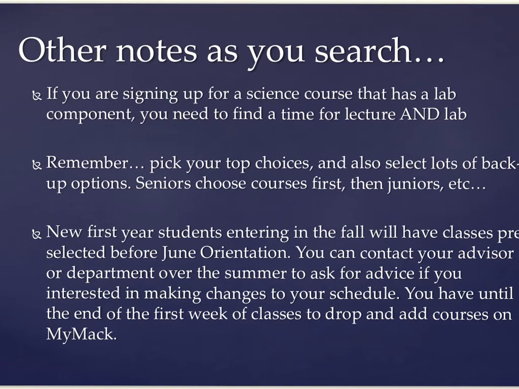A few notes as we move forward. If you are signing up for a science course that has a lab component, you need to find a time for both lecture and lab, and sign up for them at the same time. Remember, when looking up courses, pick your first choice classes and then select plenty of backups. Seniors choose courses first, then juniors, etc. If you are a first-year student starting in the fall semester, your classes will be pre-selected for you. You can talk to your advisor at orientation or after during the summer for advice if you're interested in making changes to your schedule. You also have until the end of the first week of classes to make changes to your schedule.